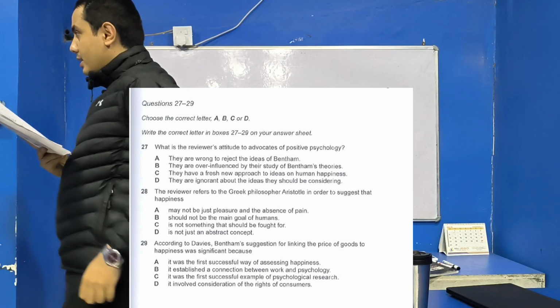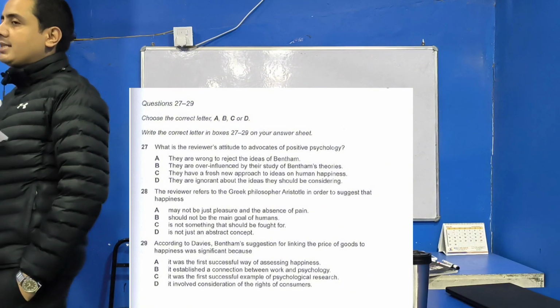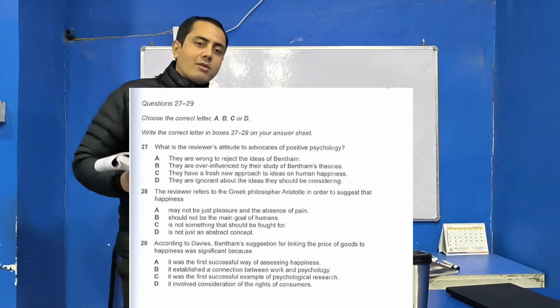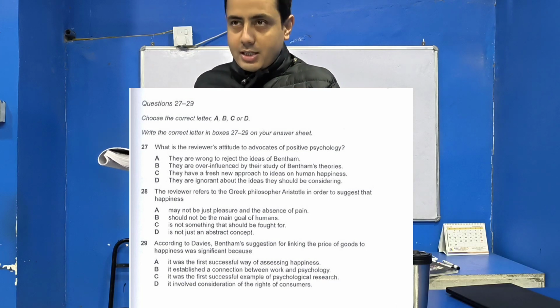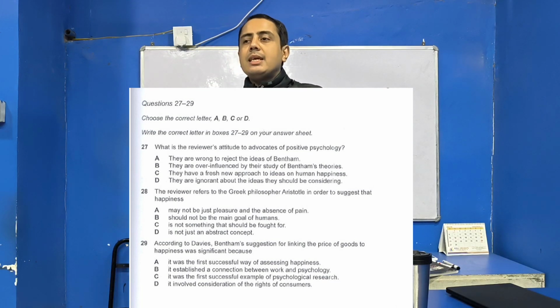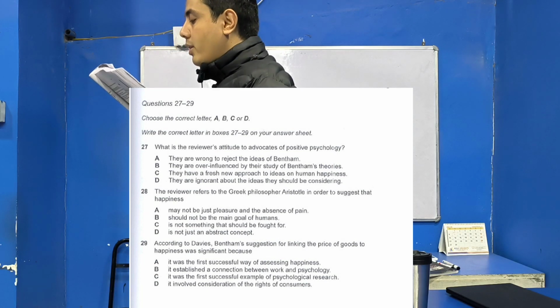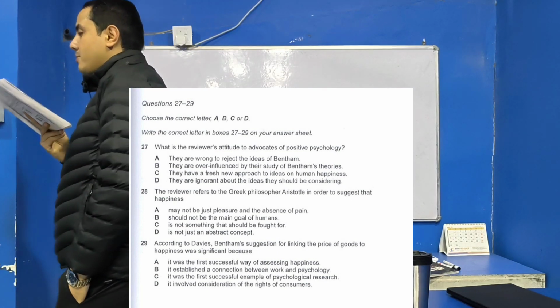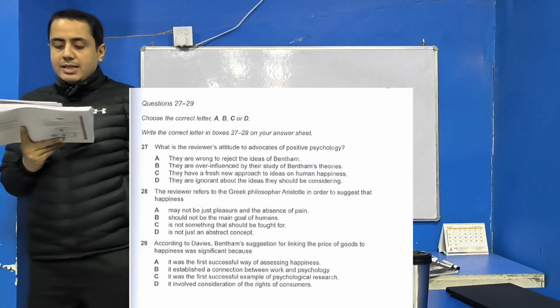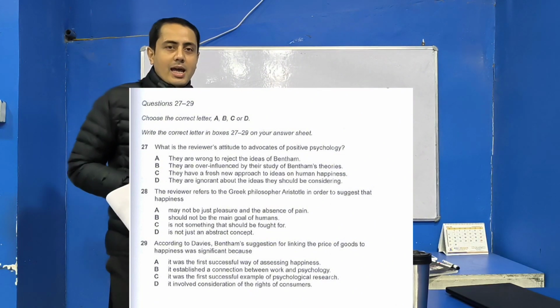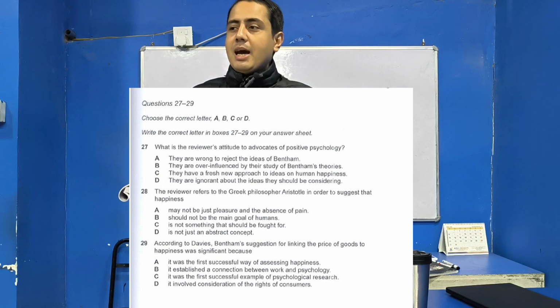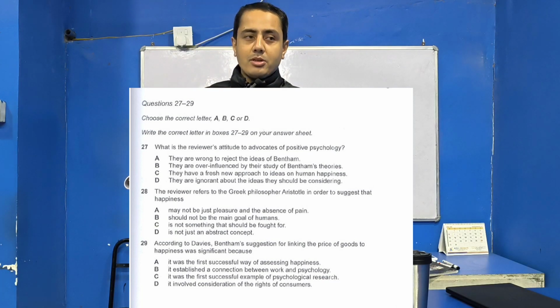Number A, they are wrong to reject the ideas of Bentham. Now again, who is Bentham? We have to find that out as well. Anyway, these advocates, they are wrong because they reject the ideas of Bentham. So Bentham's ideas must be very important, but they reject the idea. Not that they don't know, they know, but they don't like that idea. Number B, they are over influenced by their study of Bentham's theories. So they are over influenced. This A and B are opposite to each other. A means they are rejecting the idea. B means they are influenced by the idea. So they are opposite things.